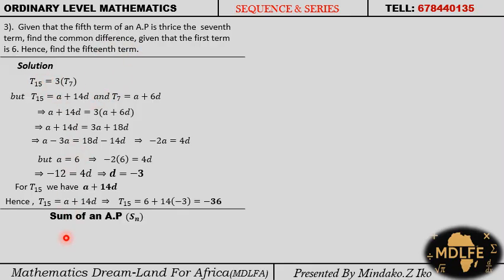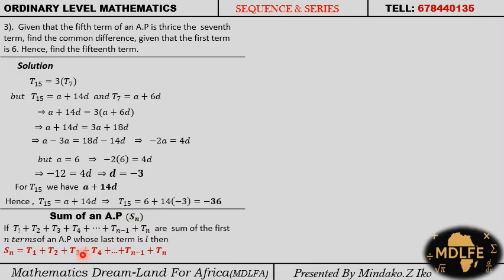All right, so let's look at the sum of an AP, denoted as Sn. If T1 plus T2 plus T3 plus T4 plus, right up to, Tn minus 1 plus Tn is the sum of the first n terms of an AP whose last term is L, then Sn, which is the sum of an AP, equals T1 plus T2 plus T3 plus T4 plus up to Tn minus 1 plus Tn.